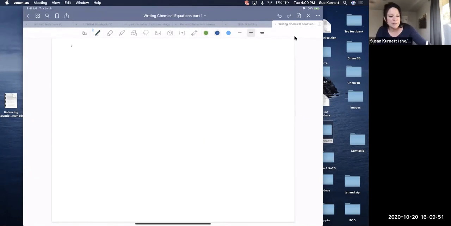So I want to talk about redox. Redox is a contraction, sort of. This has to do with reduction, oxidation reactions.